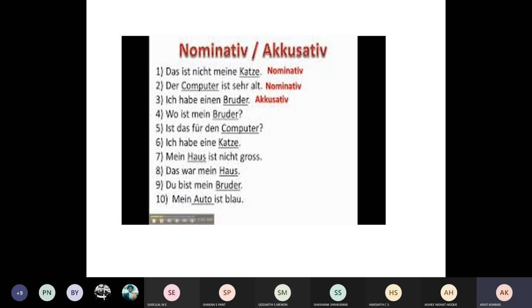Is this für den Computer? Is this for the computer? Okay, let's move to the next one. You can read the next one also, Shashank. Ich habe eine Katze. Yeah. So what is Katze here? Nominative or accusative? Accusative. Yes. Haben verb, no? I have a cat.